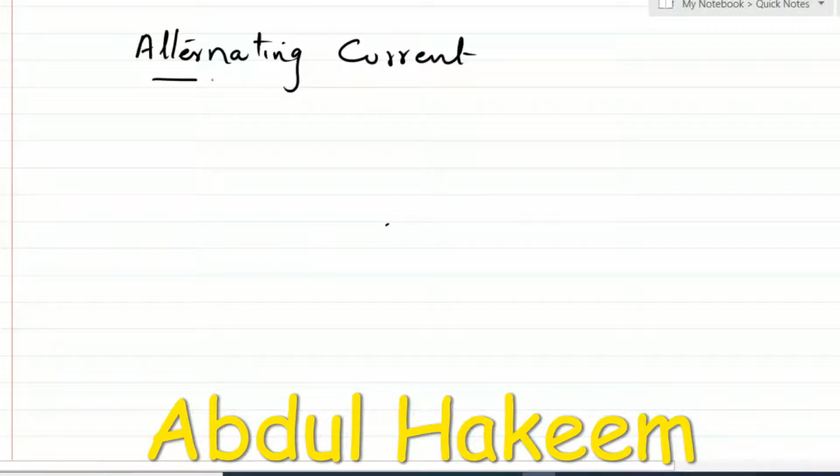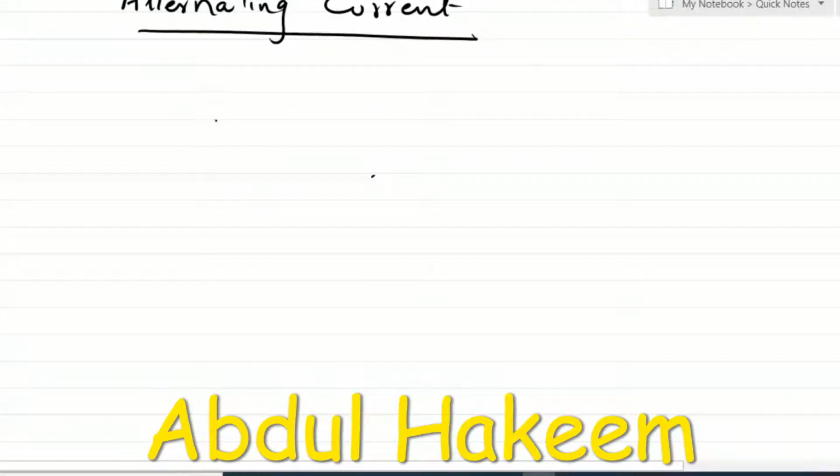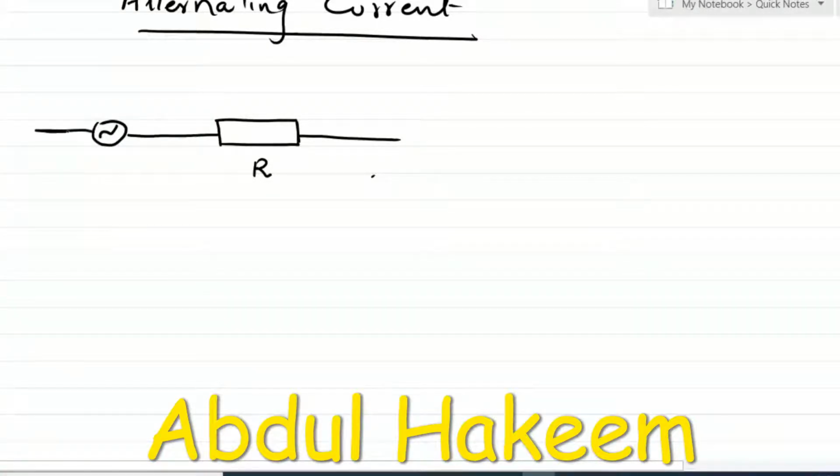So the topic is alternating current. Now suppose we have this resistor R. It is connected with a current which is changing its polarity.